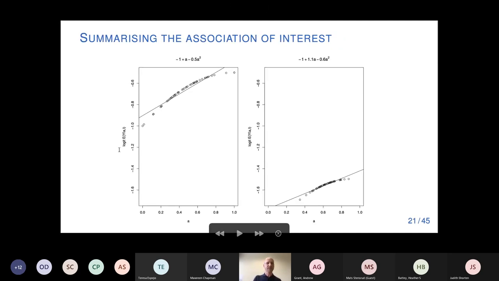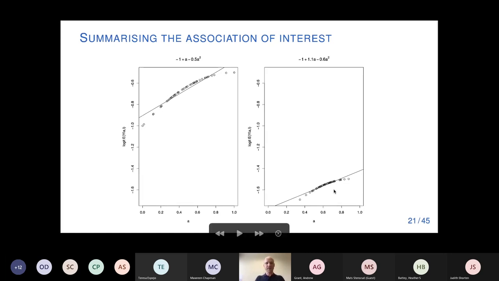On the y-axis, you can see the expected outcome on the scale of the link function. Maybe the true relation is the curved relationship over here, and I'm summarizing this by a least squares slope. That slope is what I call beta L.